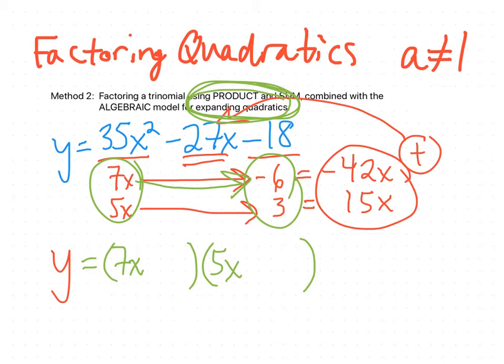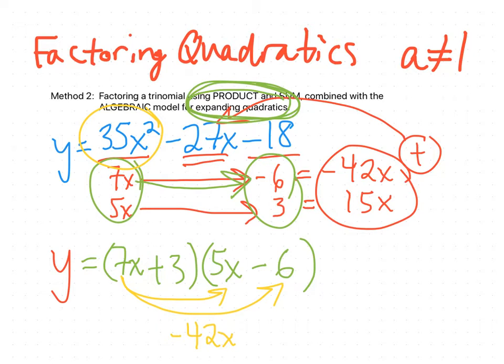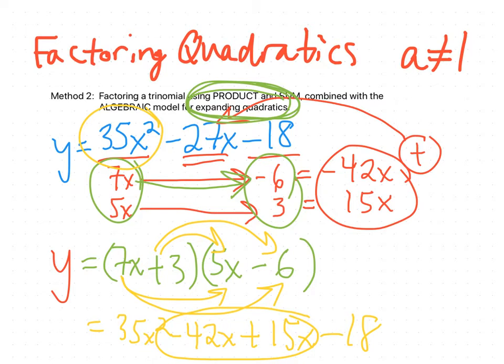So I just erased those arrows. I'll rewrite in our factors of 3 and negative 6. And I'm going to change colors here. And let's review how we expand brackets. 7x times 5x will equal our 35x squared. 7x times negative 6 will give us negative 42x. And I might as well write in our 35x squared. Okay. And 3 times 5x will equal 15x. And finally, 3 times negative 6 will be our negative 18. And we already confirmed that these middle two terms add up to negative 27x.